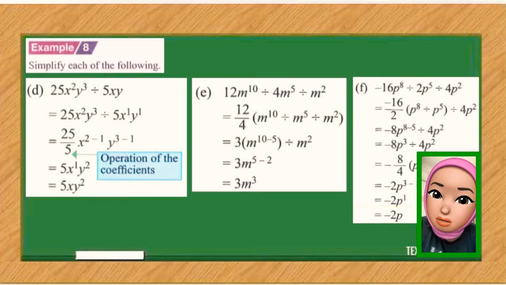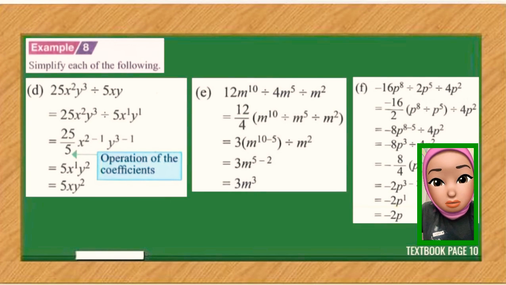Then, what you should do with the base, you group together the base and solve the power as x to the power of 2 minus 1, y to the power of 3 minus 1. Then your final answer, 5 x to the power of 1, y to the power of 2. But remember students, when the power is equal to 1, we need to write our final answer as 5xy to the power of 2.